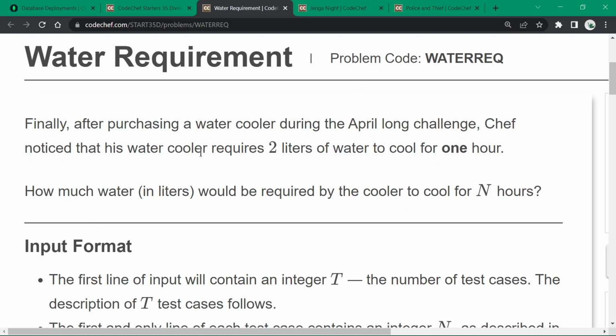The statement says that finally, after purchasing a water cooler during the April Long Challenge, Chef noticed that his water cooler requires 2 liters of water to cool for 1 hour. We have to find how many liters of water are required by the cooler to cool for N hours.